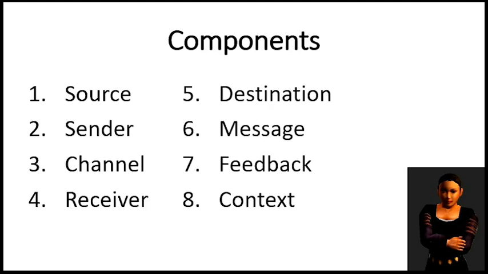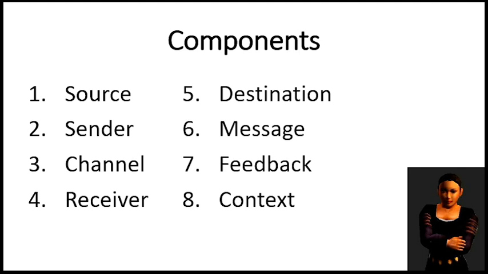So theoretically, there are 8 different components. First of all, the source, the person from where the message is starting or the information exchange is starting, that is the source. For a better understanding, let us take an example and see each of these components. Imagine that a war is going on. The commander of an army troop needs to send a message to their command center. So that person, the commander, is the source.